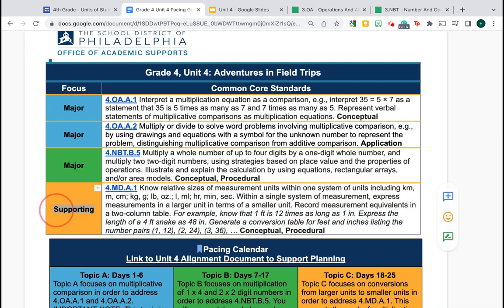And when we say supporting, we mean that that is a standard that we want to spend less time on, less emphasis. So when you get to Topic C, if you're behind, if you're worried about getting ready for the PSSA, that's where you might want to rush a little bit, whereas you don't want to rush Topics A and B. Let's think a little bit about Topic A first and the concept of multiplicative comparison.